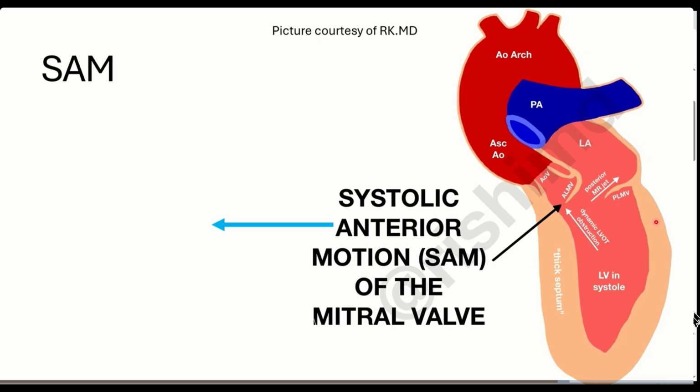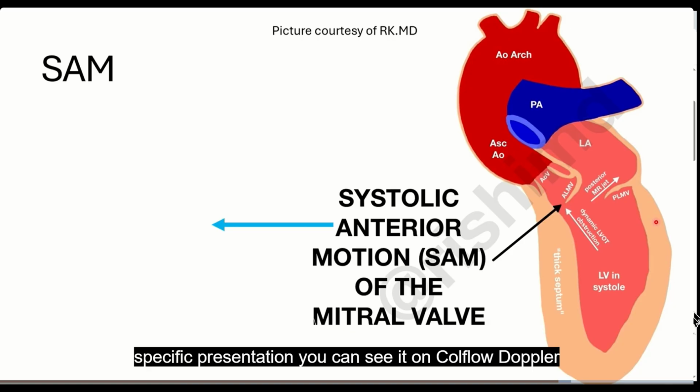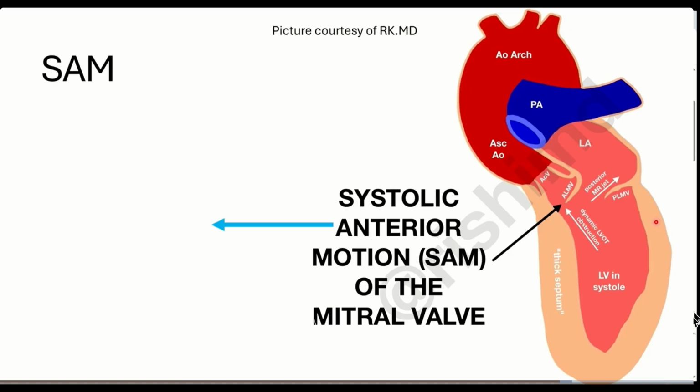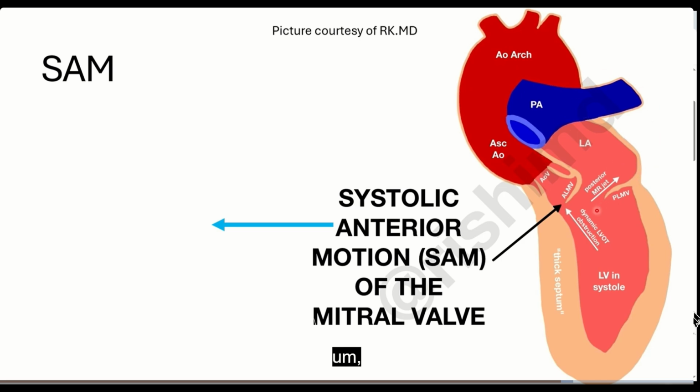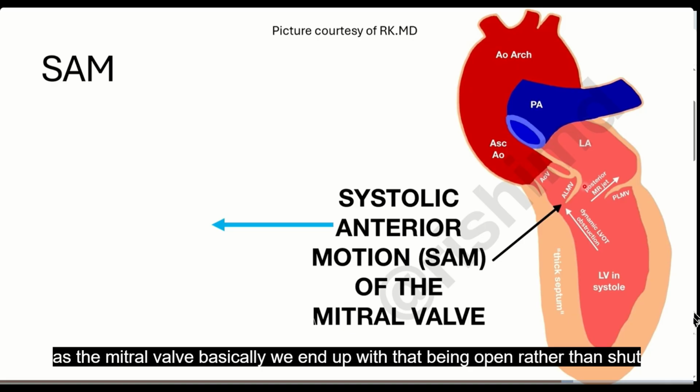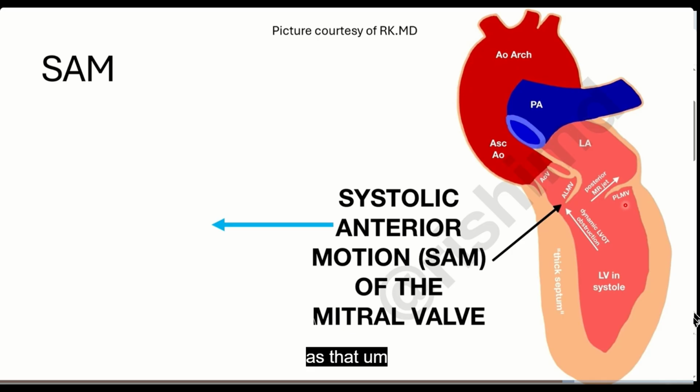You can see it on colour flow Doppler very often, where it's quite unique to the condition of systolic anterior motion. So this then adds to the backflow of blood into the left atrium and the dilation of the left atrium. Basically, we end up with the mitral valve being open rather than shut, as that anterior leaflet gets dragged into the outflow.